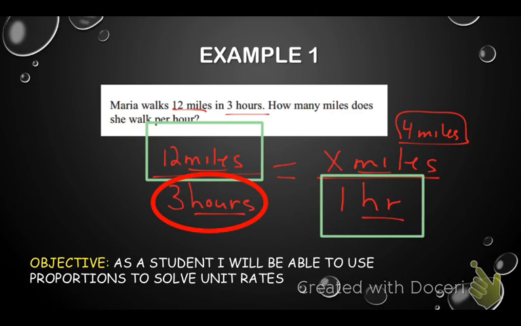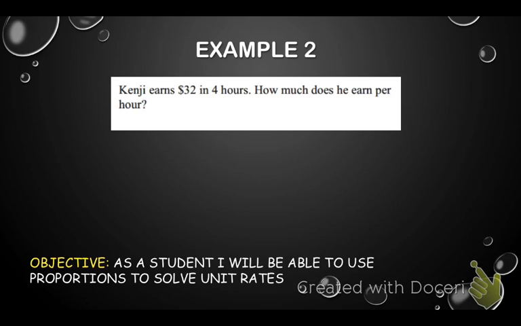Well, it's 4 miles per hour. Or you might also see it written as 4 mph, miles per hour. And that's actually what our answer is. Let's move on to the next one.